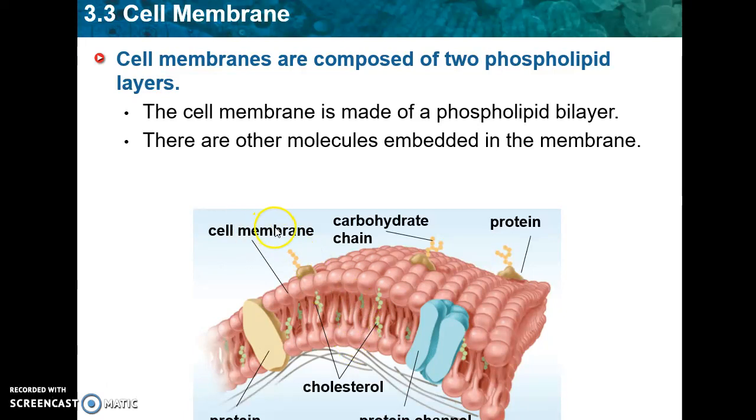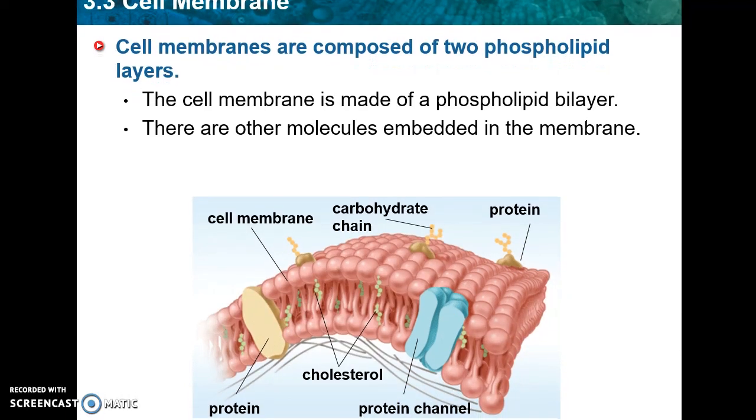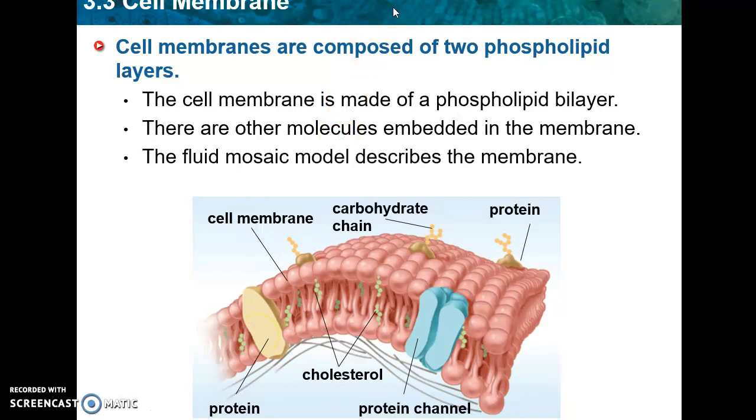So again, this is the cell membrane. This is a carbohydrate chain that's being shown here. There's some proteins in here. Let me try to make the screen a little bit bigger here. It's cutting that off. There we go. So this is the protein channel. This is a channel made out of protein that's going to allow passage in and out. Here's another protein that's embedded in that bilayer.